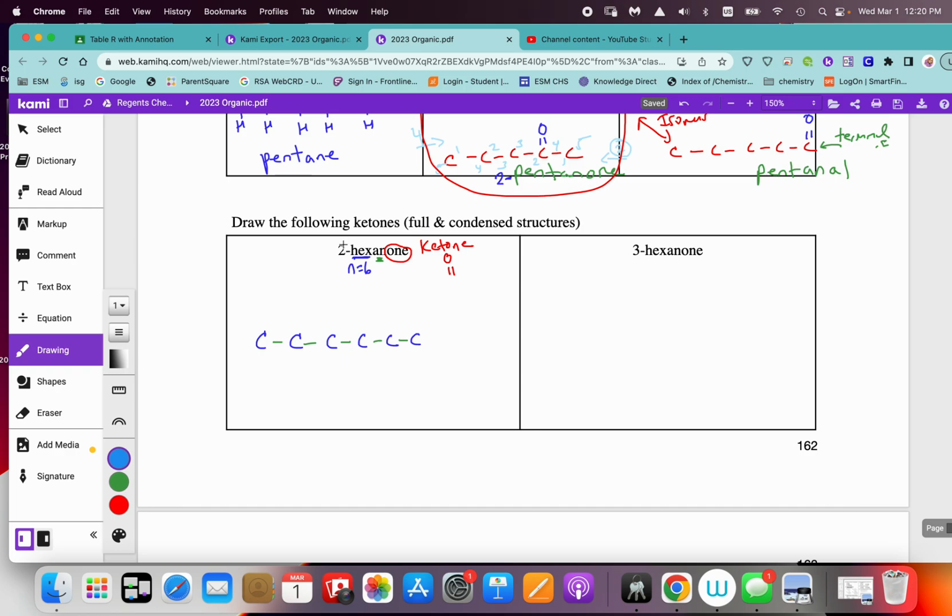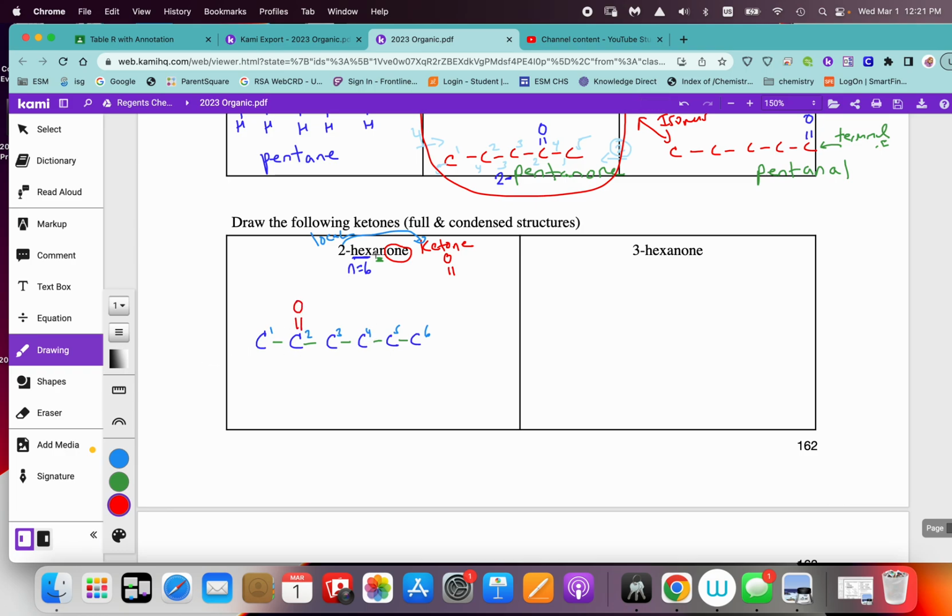The 2 tells me its location. So I'm going to number just left to right. Carbon 1, 2, 3, 4, 5, 6. So when you're drawing, just draw left to right. So I have to put this double bonded oxygen on carbon 2. So I'm just going to place it there.